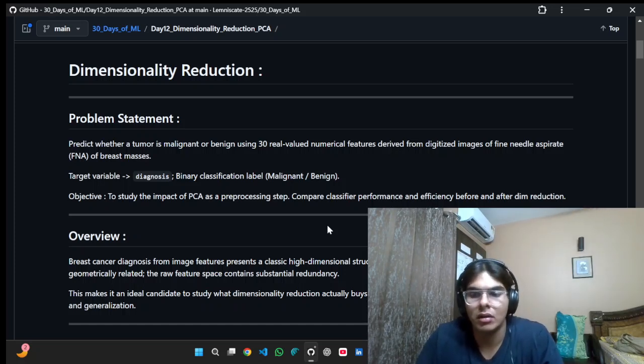So we'll do it like an experiment. We'll first build the model like we usually do, and then in the next step, we'll first apply the PCA, reduce the dimensionality, and then build the model again. And in the end, we compare the results end to end. And we are also including the entire working of PCA from scratch.